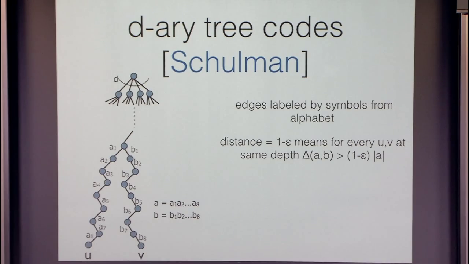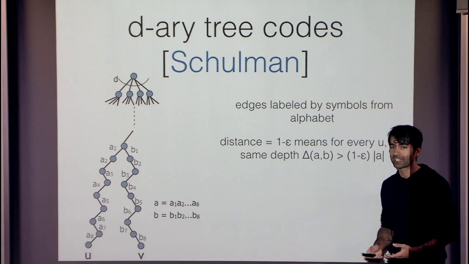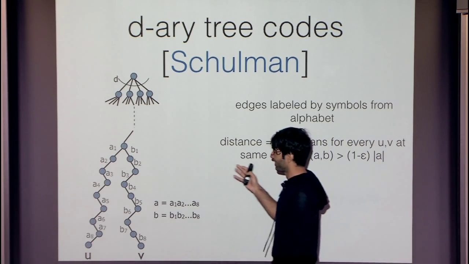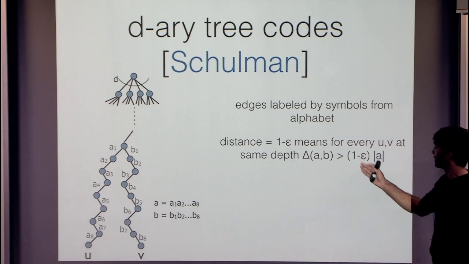Okay, so that's what a tree code is. It's a labeling of the tree that has this property. Now, one way to achieve this is to just label every edge in the tree with a completely distinct alphabet symbol, right? Then everything will be different, and you'll have this property with 1 here.